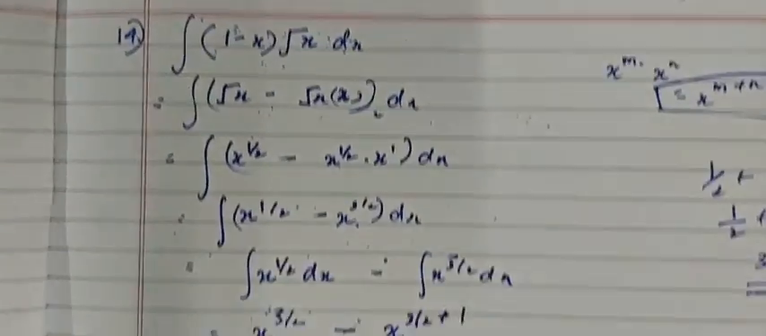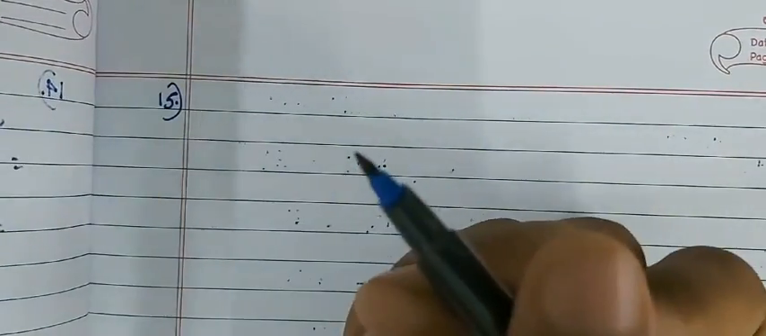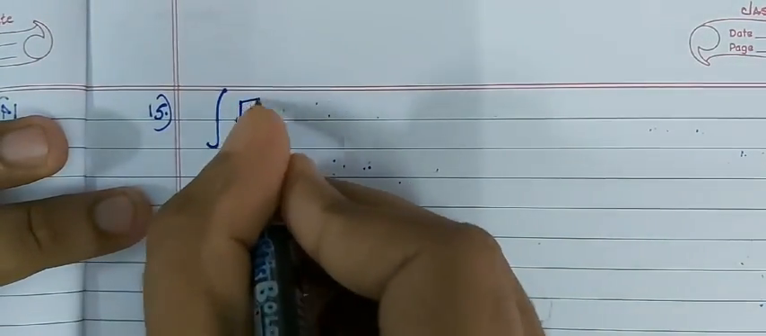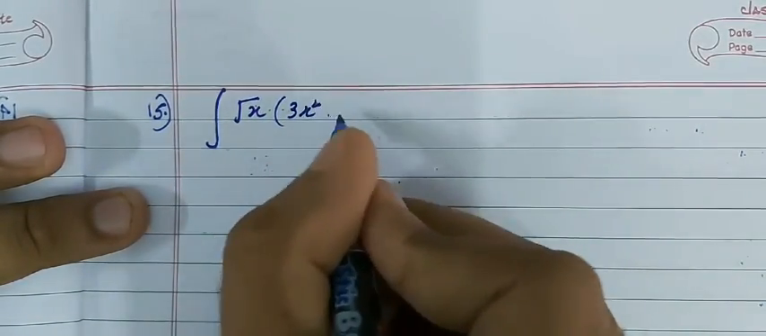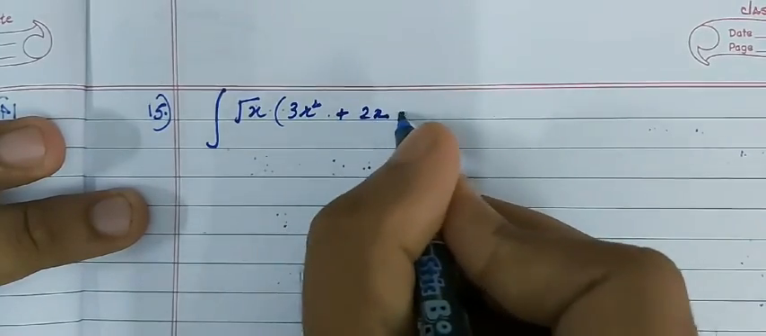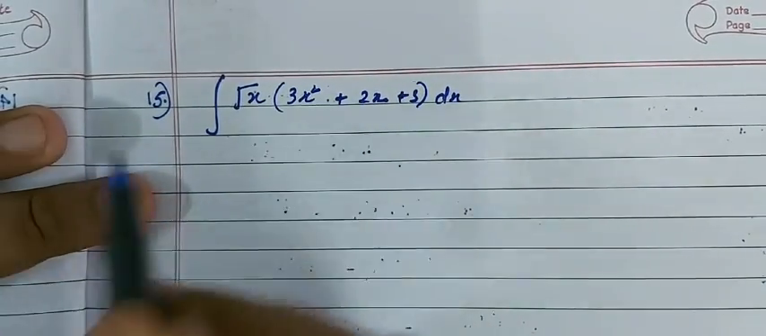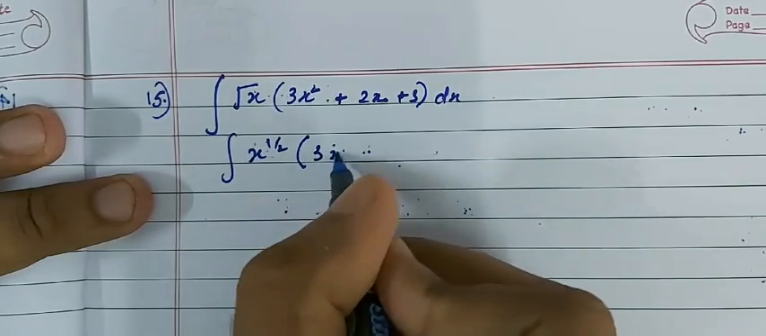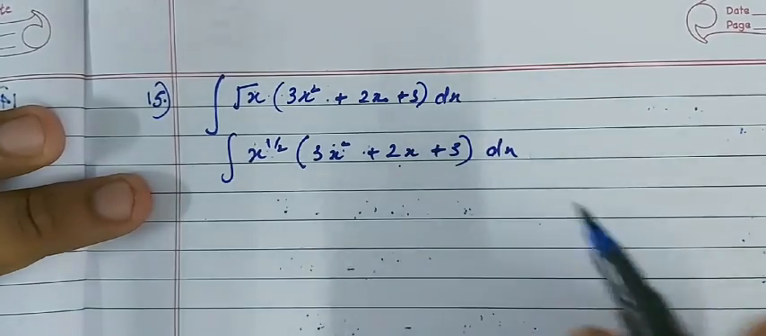Now we move on to the 15th question. So what is the 15th question, guys? The 15th question is the integral of root x into 3x square plus 2x plus 3 dx. So this root x here, it is x raised to 1/2 into 3x square plus 2x plus 3 dx.